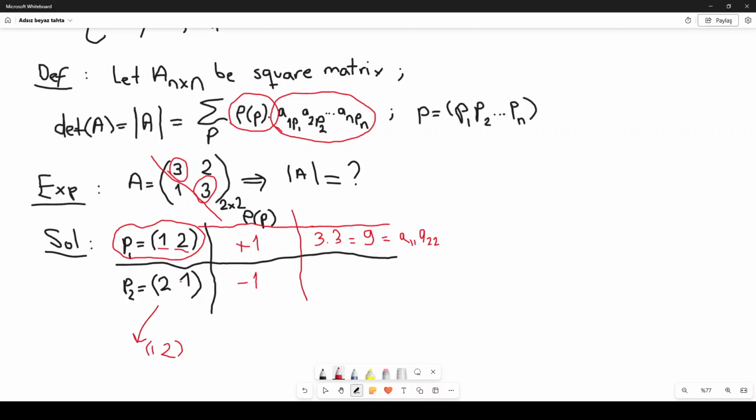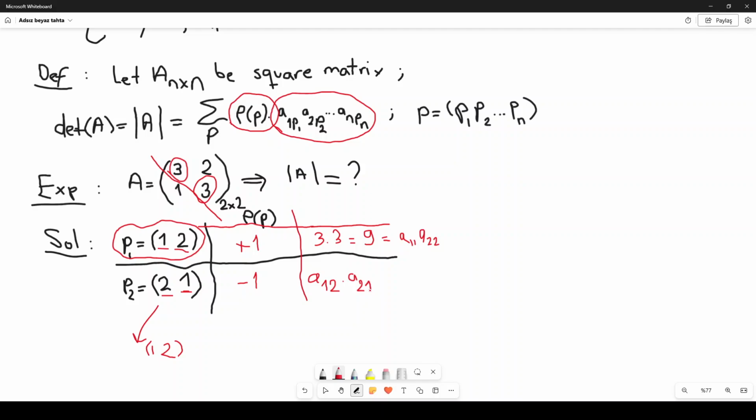How about the second permutation? Again, I apply the formula in the definition. We have A1, P1. What's the P1 value for the second permutation? We have 2 here, right? So this is A1,2 times A2, P2. What is the value of P2? We have 1 here. The second value in the second permutation is equal to 1.